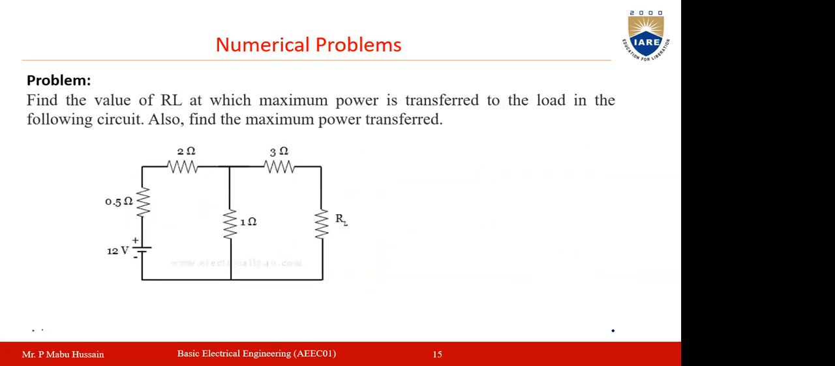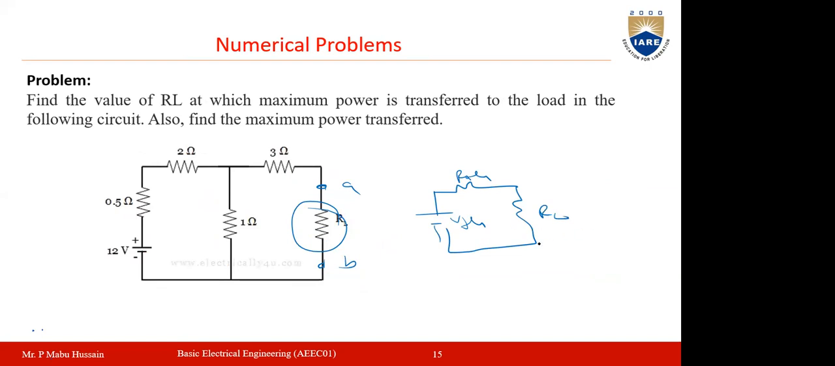Another problem is also the same. Here also RL: you remove the RL, consider these terminals as A and B, and between A and B, you find the Thevenin voltage and Thevenin resistance, and replace the entire circuit like this with VTH, RTH, and R. Then you can simply calculate using the maximum power transfer theorem the maximum power transferred to the load.